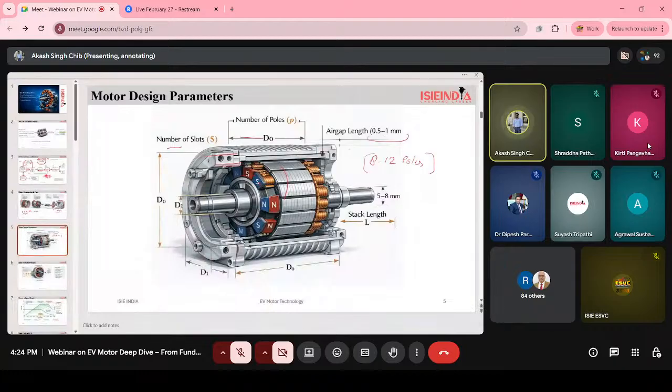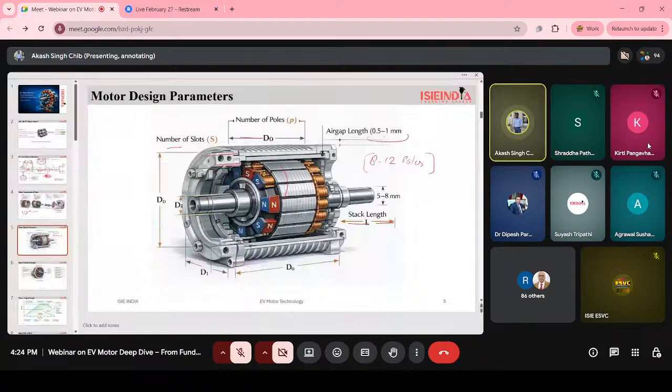Then you can see here the stack length. Stack length is just the length of the motor core. You can see that it is the length of the motor core. More magnetic area means more torque. A longer stack length increases the magnetic effect and gives more power.